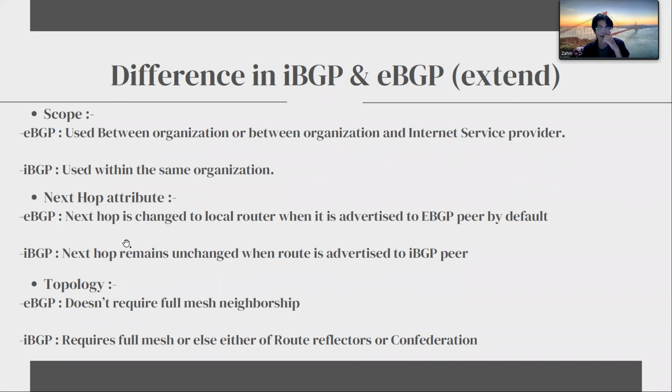For the next hop attribute, eBGP next hop is changed to the local router when it is advertised to an eBGP peer by default. Meanwhile, for iBGP, the next hop remains unchanged when the route is advertised to an iBGP peer. Next, for the topology, eBGP doesn't require full mesh neighborship. Meanwhile, iBGP requires full mesh, or either route reflectors or confederation configuration.